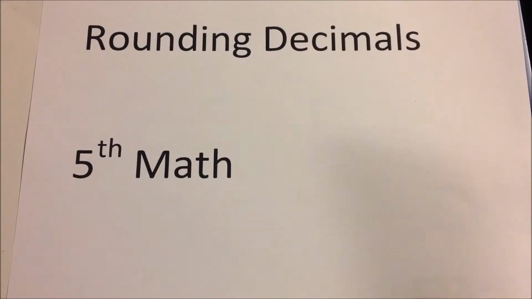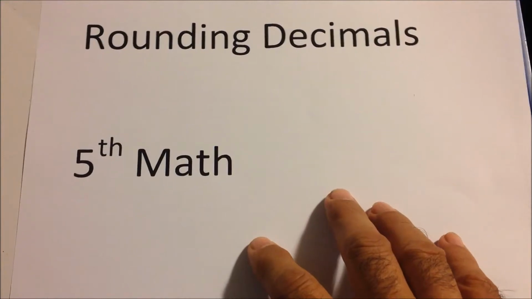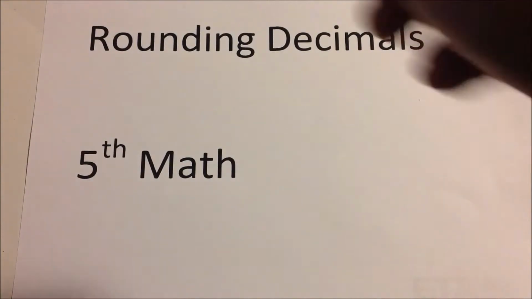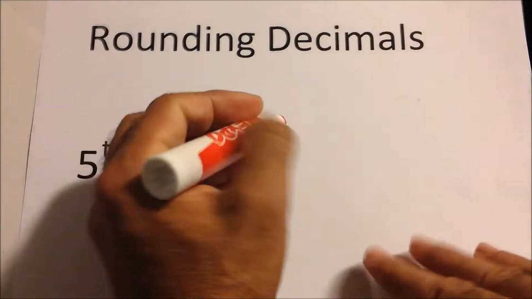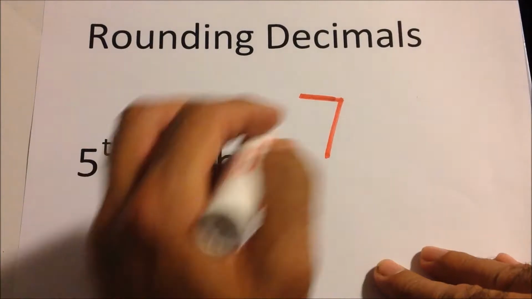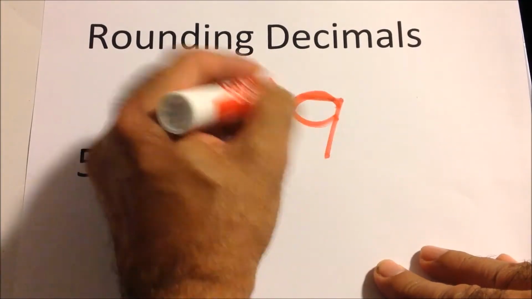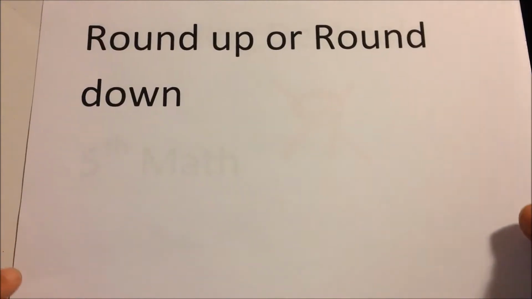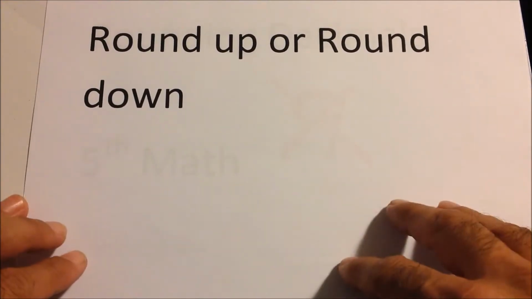Okay, here's our video on rounding decimals. So you should be familiar with rounding whole numbers. So we'll look at some terms. It doesn't mean we're going to round numbers like if we had a number 7, make it a 9. No, nothing like that. So we need to know these terms, rounding up or rounding down.